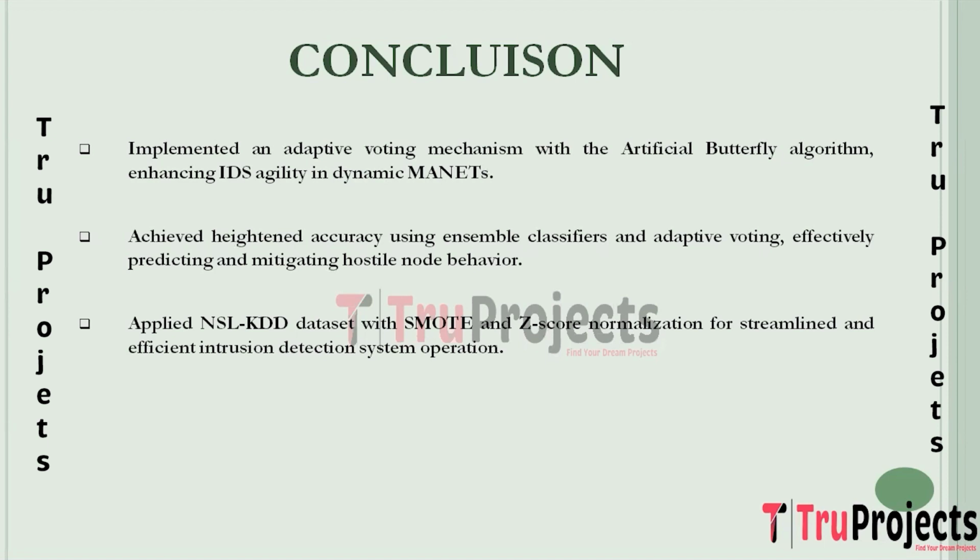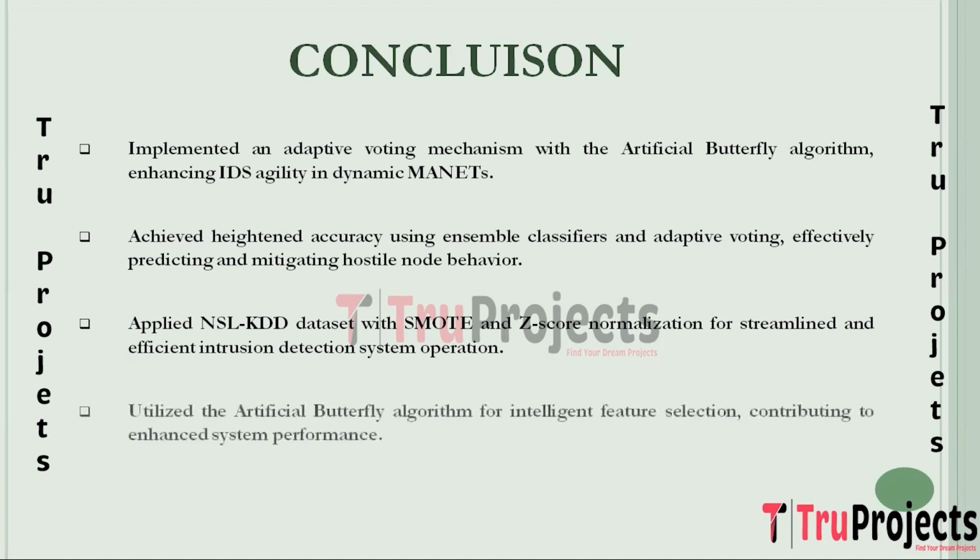Utilizing the NSL-KDD dataset, the project applied effective pre-processing techniques including SMOTE and Z-score normalization. This approach successfully removed irrelevant features and normalized data, enhancing the efficiency of the intrusion detection system for optimal performance. The project's utilization of the artificial butterfly algorithm for feature selection showcased a sophisticated approach by intelligently selecting optimal features. The system demonstrated enhanced performance, contributing to a more effective and streamlined detection of network intrusions.